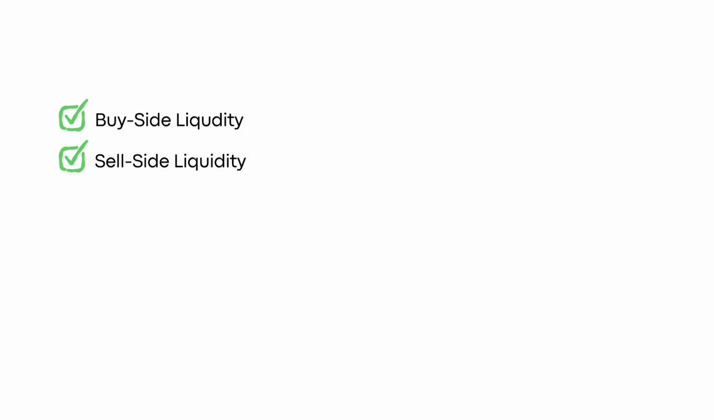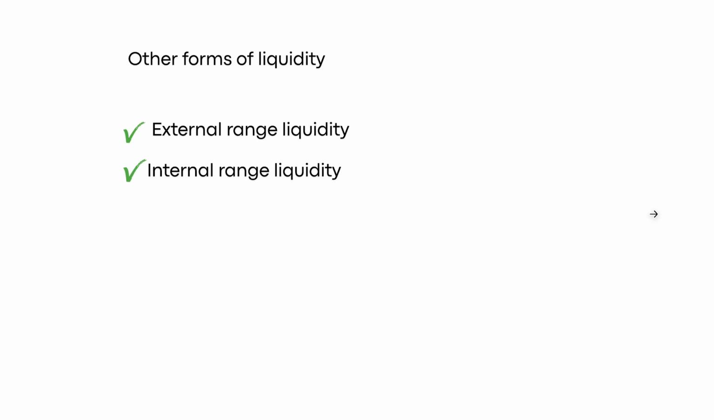Now, whenever you hear the word buy side liquidity, it is any form of liquidity that is found above price, on the upper side of price. And then the sell side is any form of liquidity found on the lower side of price. I'm going to show you that when I go to the charts, but just have an understanding of this. And then there are other forms of liquidity called external range liquidity and internal range liquidity. The best way I can explain this to you is when I go to the charts. That is why I want to go to the charts and show you these forms of liquidity and how you can identify them, how you can also use them for your own advantage.